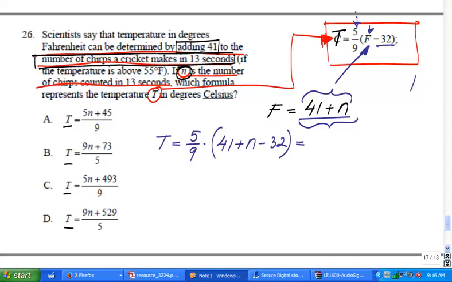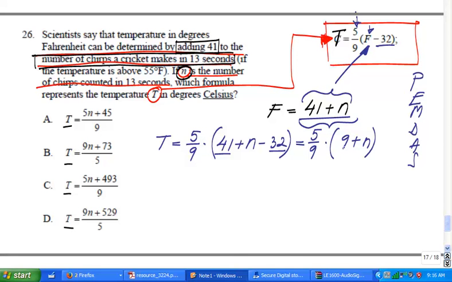Moving on. Order of operations, PEMDAS, right? Parentheses first. In the parentheses, combine your like terms. And I have what? 41 minus 32. So the fraction that's outside stays, 5 over 9 times, and in the parentheses, I will have 41 minus 32. That is 9 plus n.